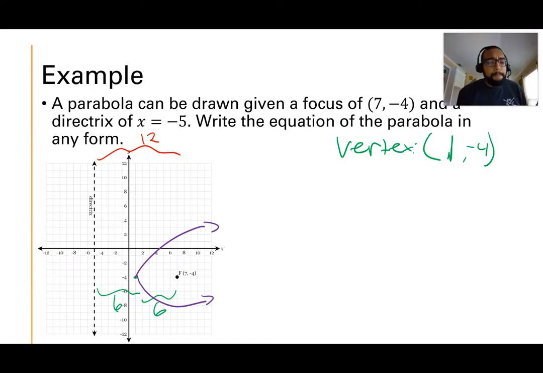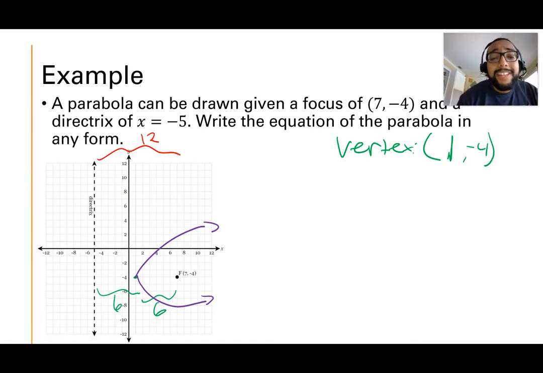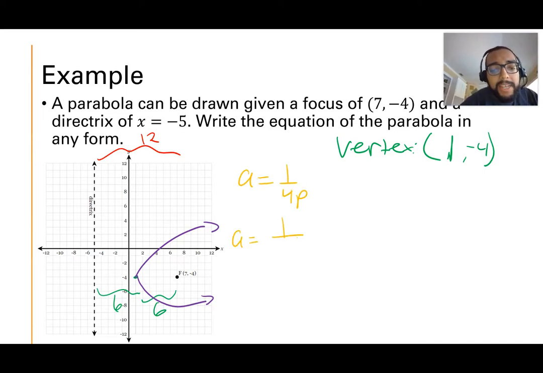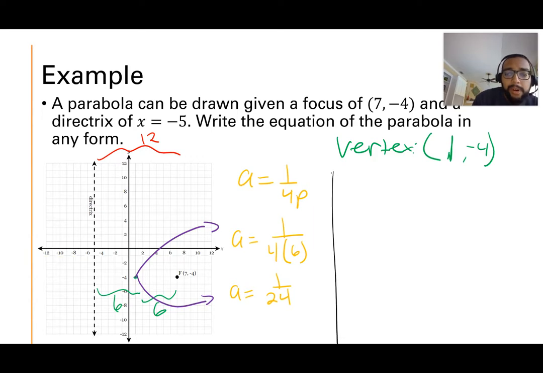Why is it to the right? Two reasons. One, the focus is on the inside of the parabola. And my parabola must open in the opposite direction of my directrix. The p value, again, is a distance from the vertex to the directrix or from the vertex to the focus. Either way, those are both the same number, which is 6 in this case. And we know that 4 times 6 is 24. So we got that good old fraction of 1 over 24.